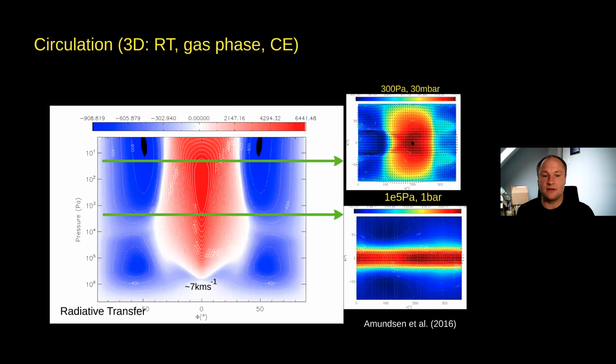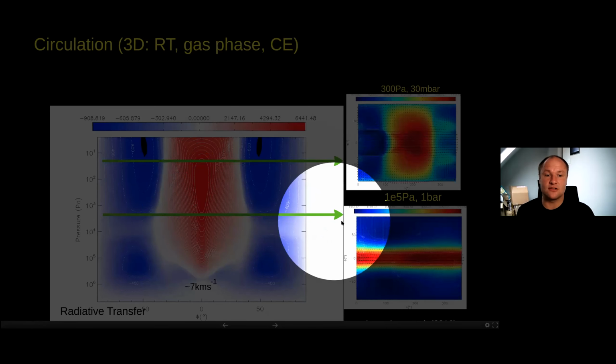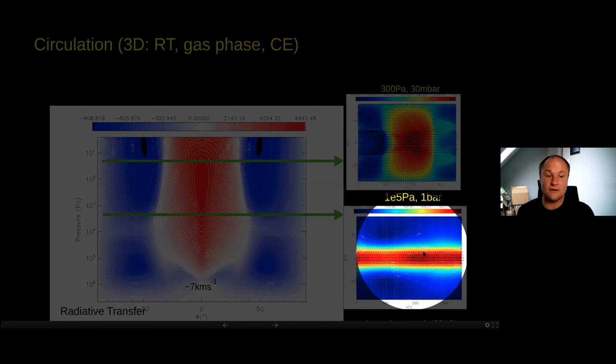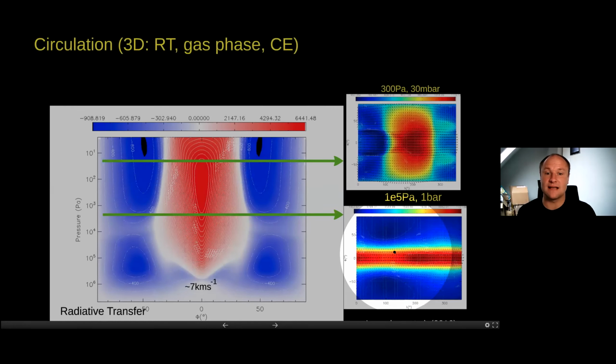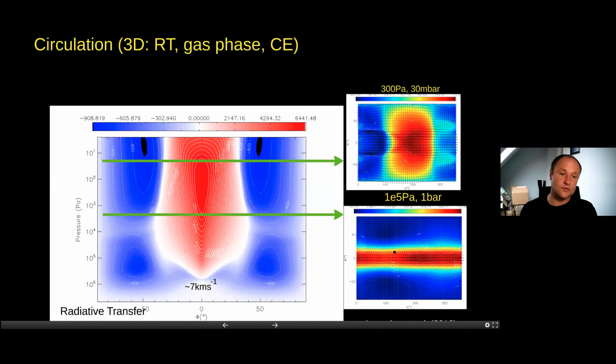As you move deeper in the atmosphere, the radiation timescale gets longer. The radiation essentially doesn't penetrate, and the advection begins to win. And actually you have a very symmetrical pattern. You have this jet and it smooths out the temperature differences between day and night. So this is all good and sort of makes sense.